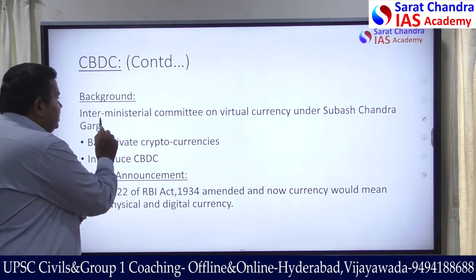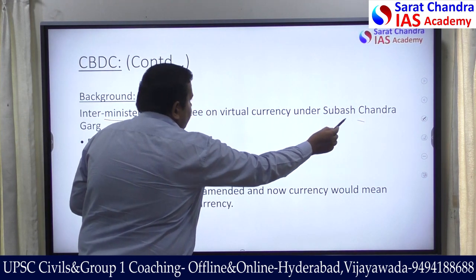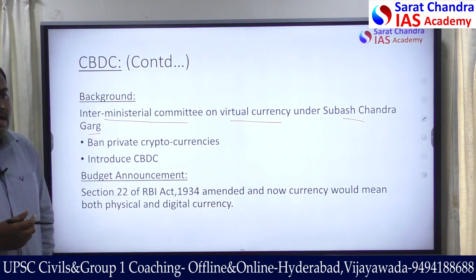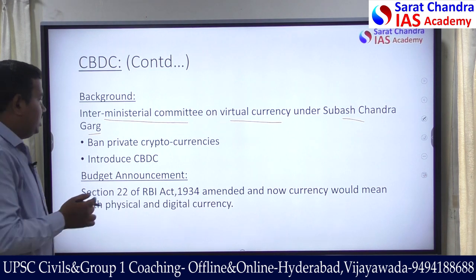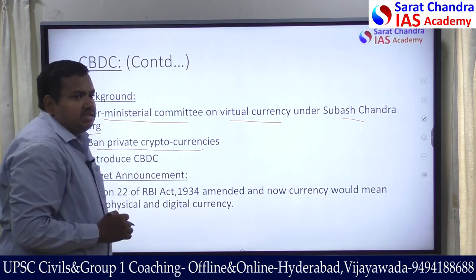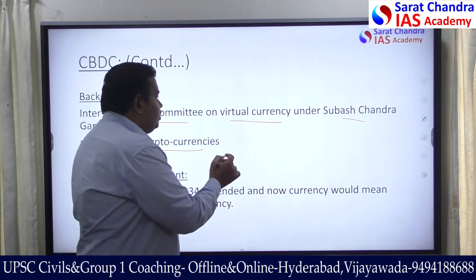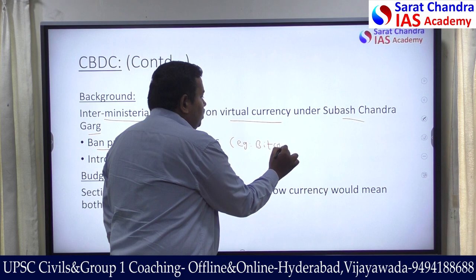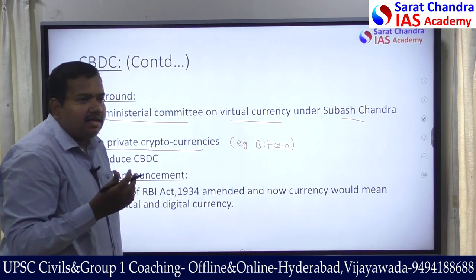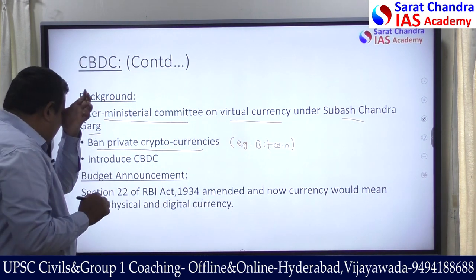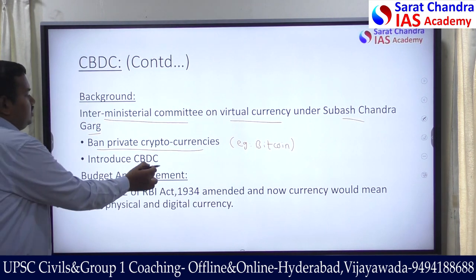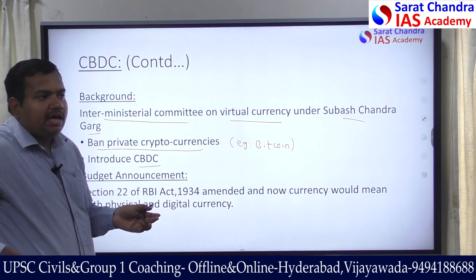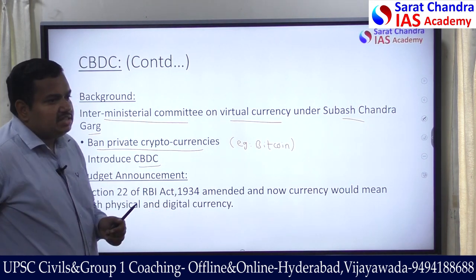Interministerial committee led by Subhash Chandra Garg, they have given some recommendations on the virtual currencies. So what are the recommendations they have given? First, ban the private cryptocurrencies. Example of a private cryptocurrency, Bitcoin. So this committee has suggested to ban the private cryptocurrencies, and also they have suggested to introduce central bank digital currency. So based on the recommendations of this committee, RBI came up with the central bank digital currency.